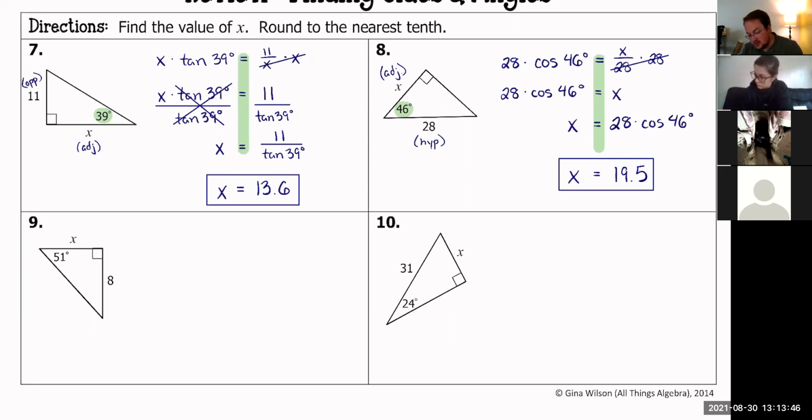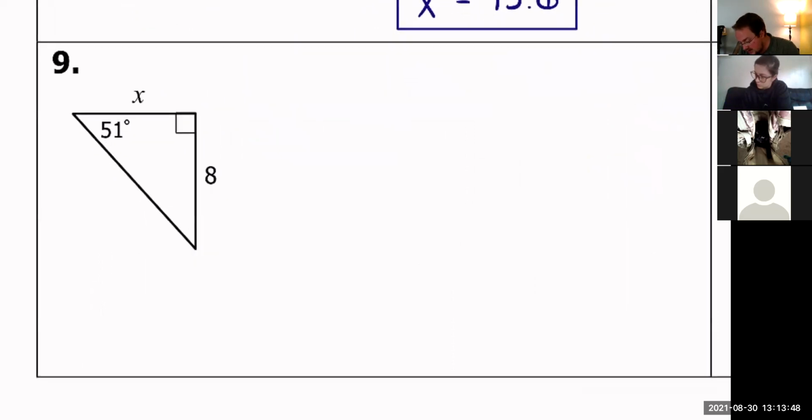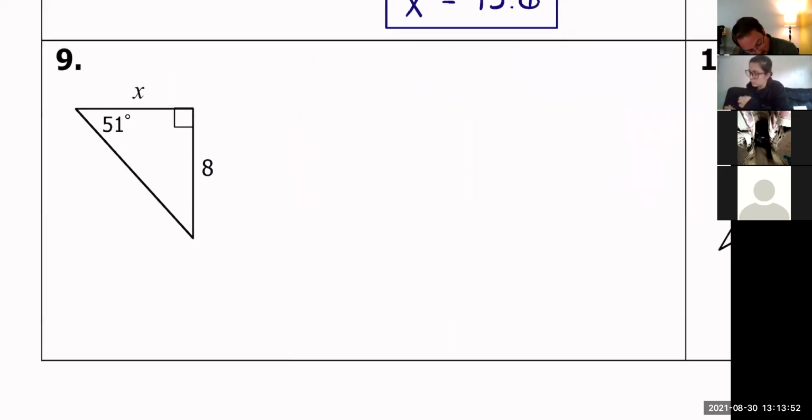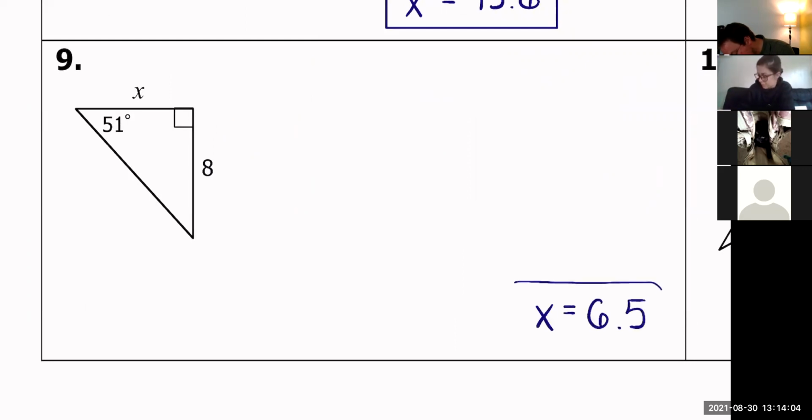These next two, I'm going to skip number 9 because it's just like the one above it. Very, very similar to it. I'm going to give you the answer, though, in case you wanted to try it out. If you tried this one, you should get x equals 6.5.